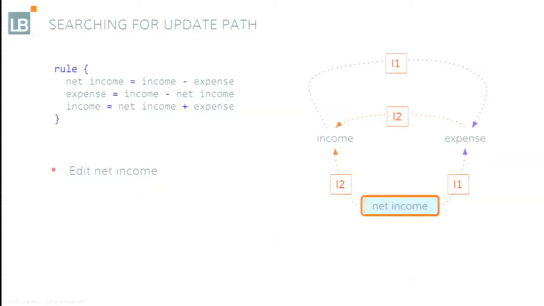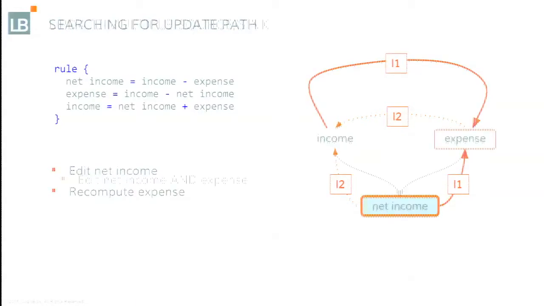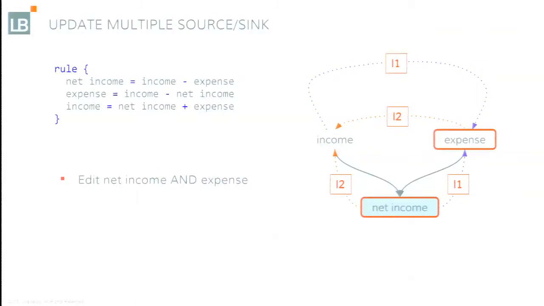That's fine. However, what if the user edited both net income and expense? I can no longer use the forward path, of course, nor can I use this I1 path because it's trying to compute the value that I already edited. So the only valid path left is I2. And that's the one I pick.